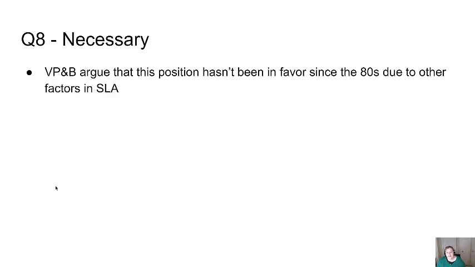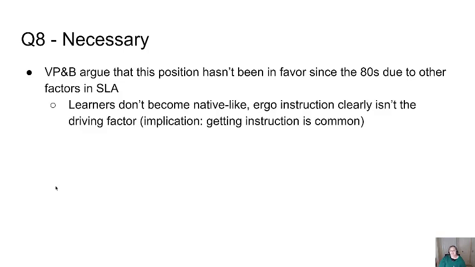Van Patten and Bonatti argue this position hasn't been in favor since the 80s due to other factors in SLA, and I agree. Not very many people would outright say instruction is necessary, but it takes a unique kind to say it's not even beneficial, right? Anyway, in general, the observation that Van Patten and Bonatti are pushing is that learners don't become native-like in the classroom. Ergo, instruction clearly isn't the driving factor, right? The implication is getting instruction is common and succeeding is not common. So they probably don't correlate, is what they're trying to say.